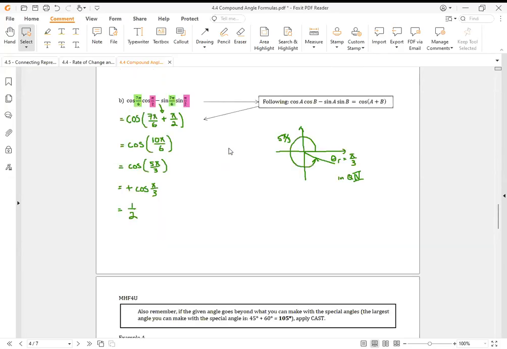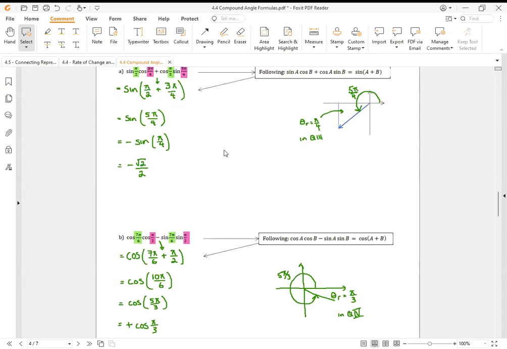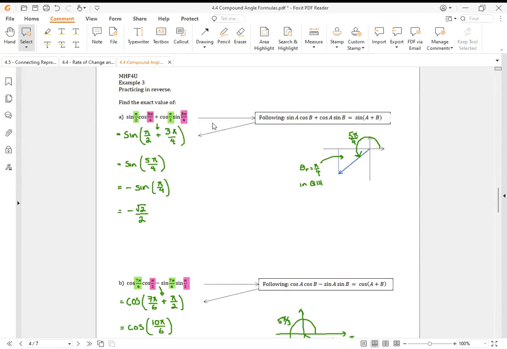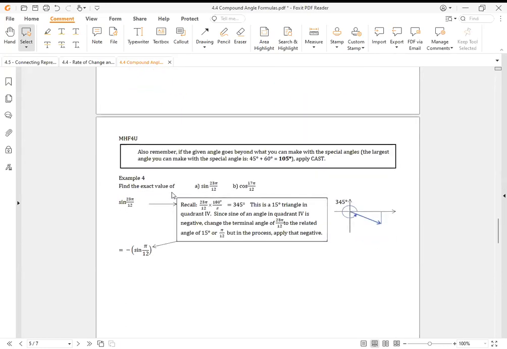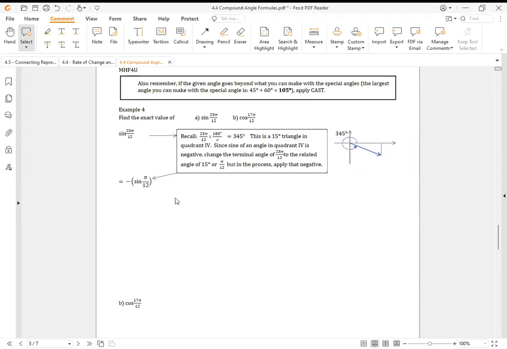All right. So assuming that you are comfortable using the compound angle formula that's going back and forth, and knowing that if you go back and forth, sometimes you will have to use CAST. My next example is using CAST ahead of time so that you can use angles that are smaller than 90 degrees or pi over 2.